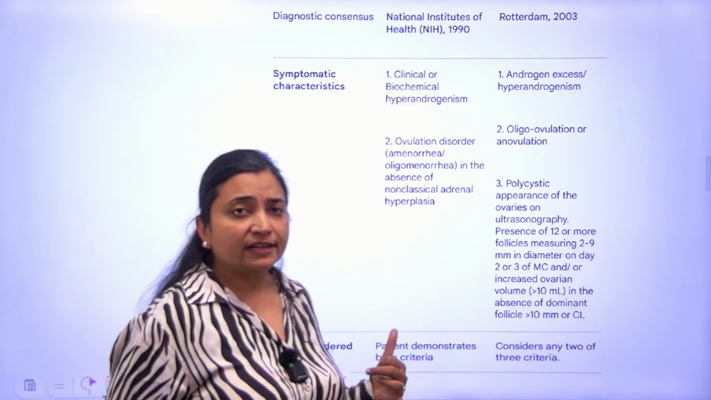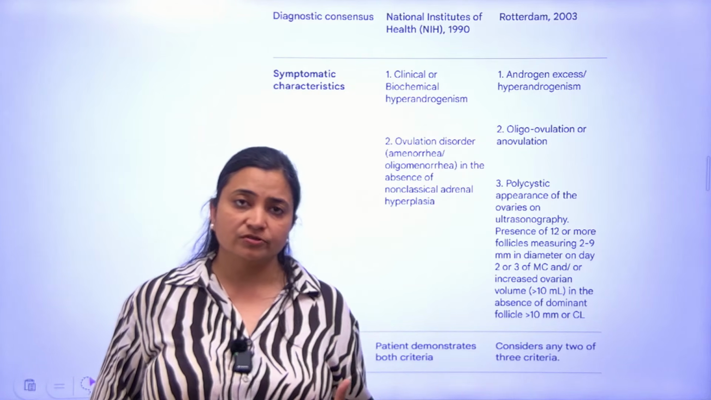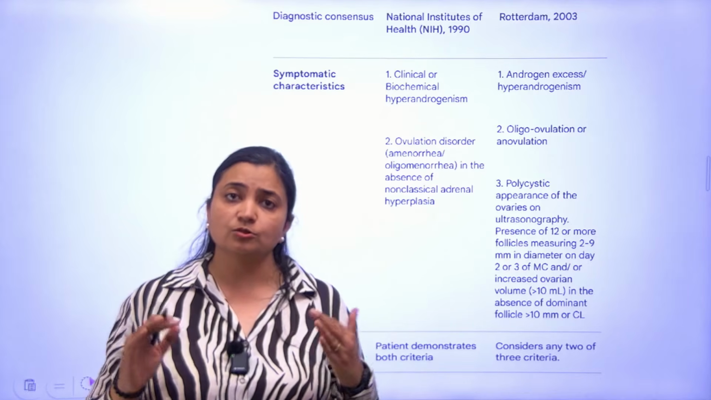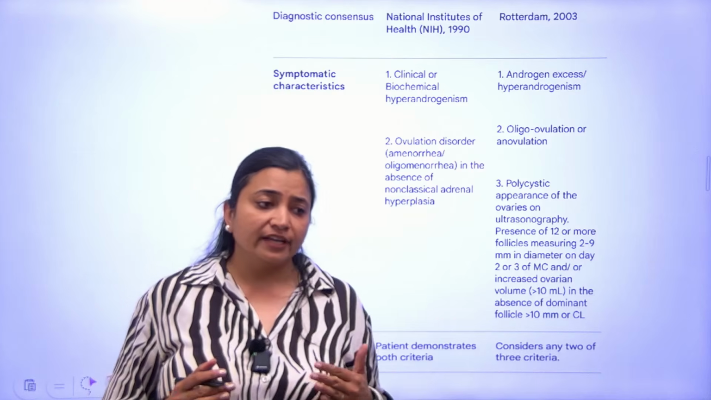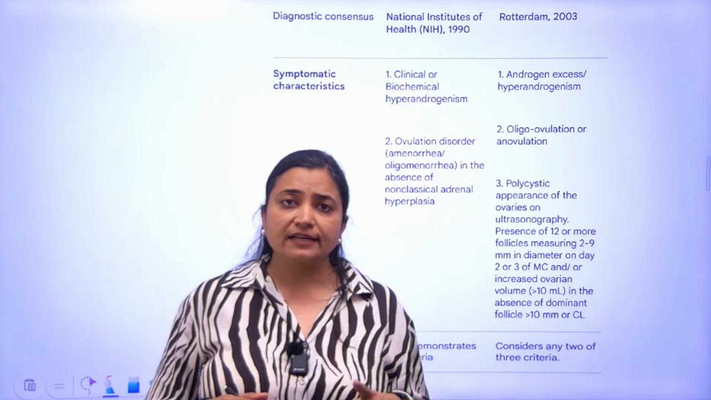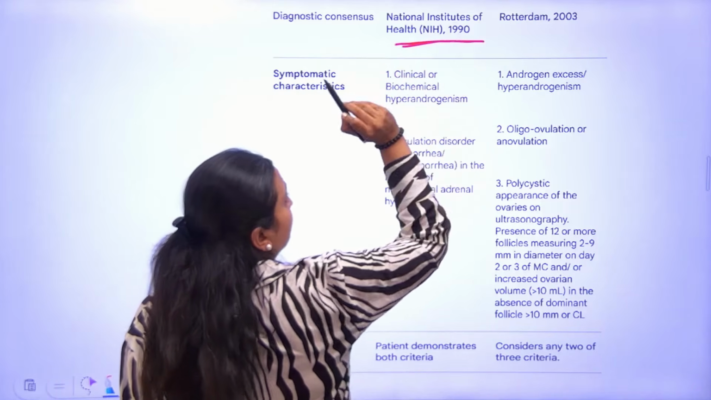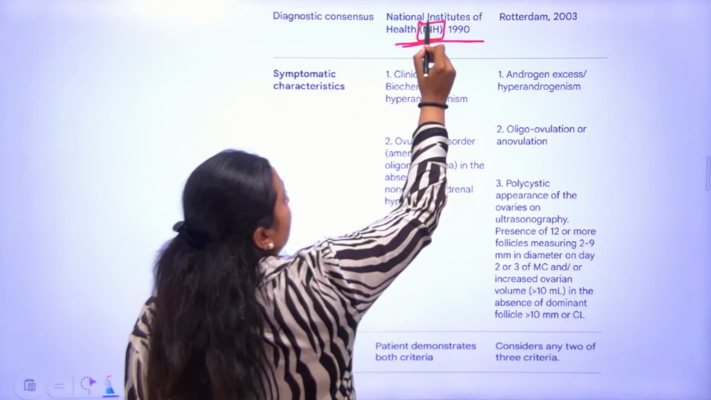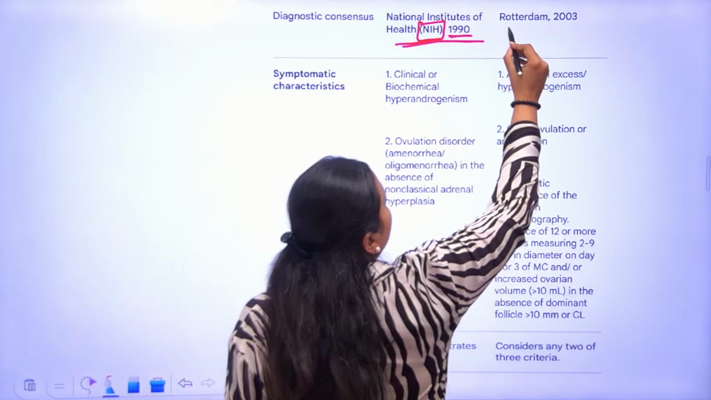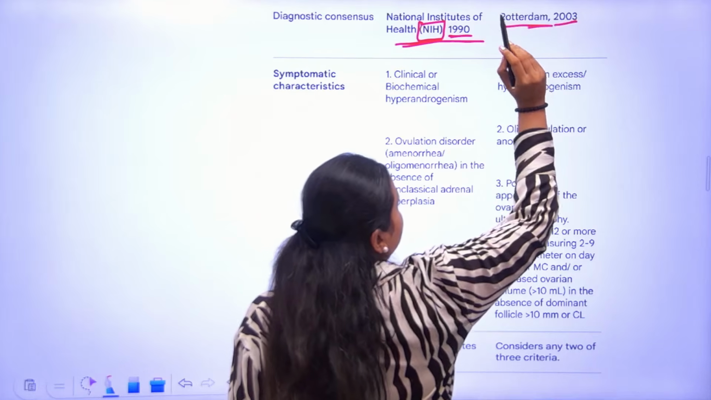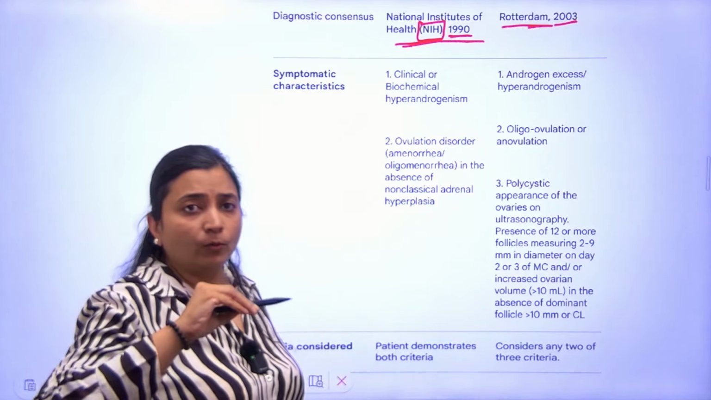Now, what is the definition of PCOS? The definition of PCOS is highly confusing because there are many societies in this world which regularly talk about PCOS, but they are not able to come down to a single consensus. So there is something called the National Institute of Health, NIH. NIH in 1990 gave some criteria, then Rotterdam gave some criteria in 2003, which were the gold standard up till now.